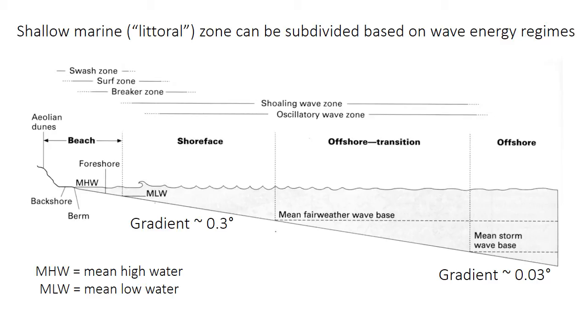These environments are called the beach, which is everything above the mean low water point, or the mean low tide. The shore face is the area between the mean low water and the top of fair weather wave base. The offshore transition is everything below fair weather wave base, but above storm wave base. And finally, the offshore environment is below even storm wave base.